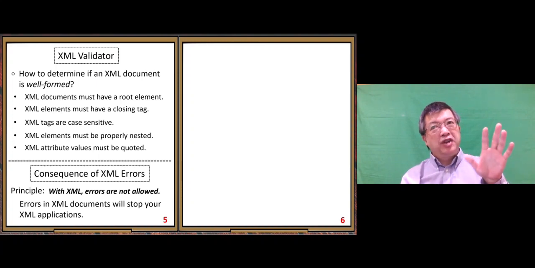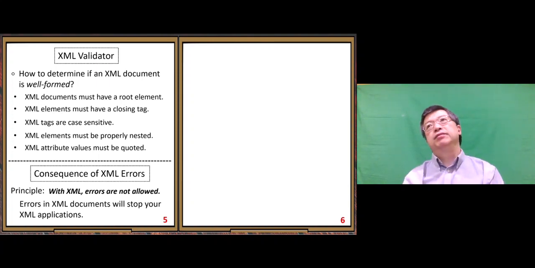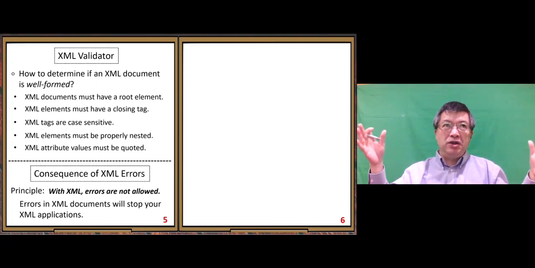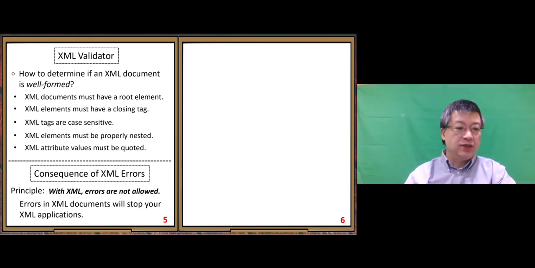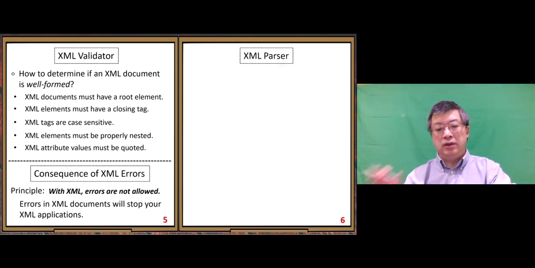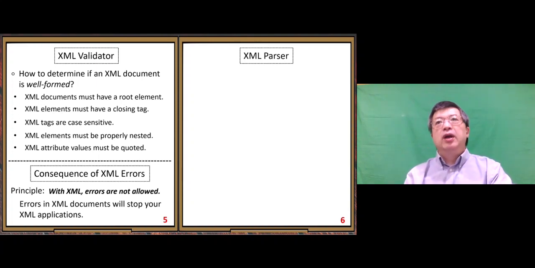But for XML, you can see the rule enforcement property is quite different. Even a small, tiny problem will cause the whole XML application to stop working. All right, so that's this validator topic. Last one of this video, XML parser.